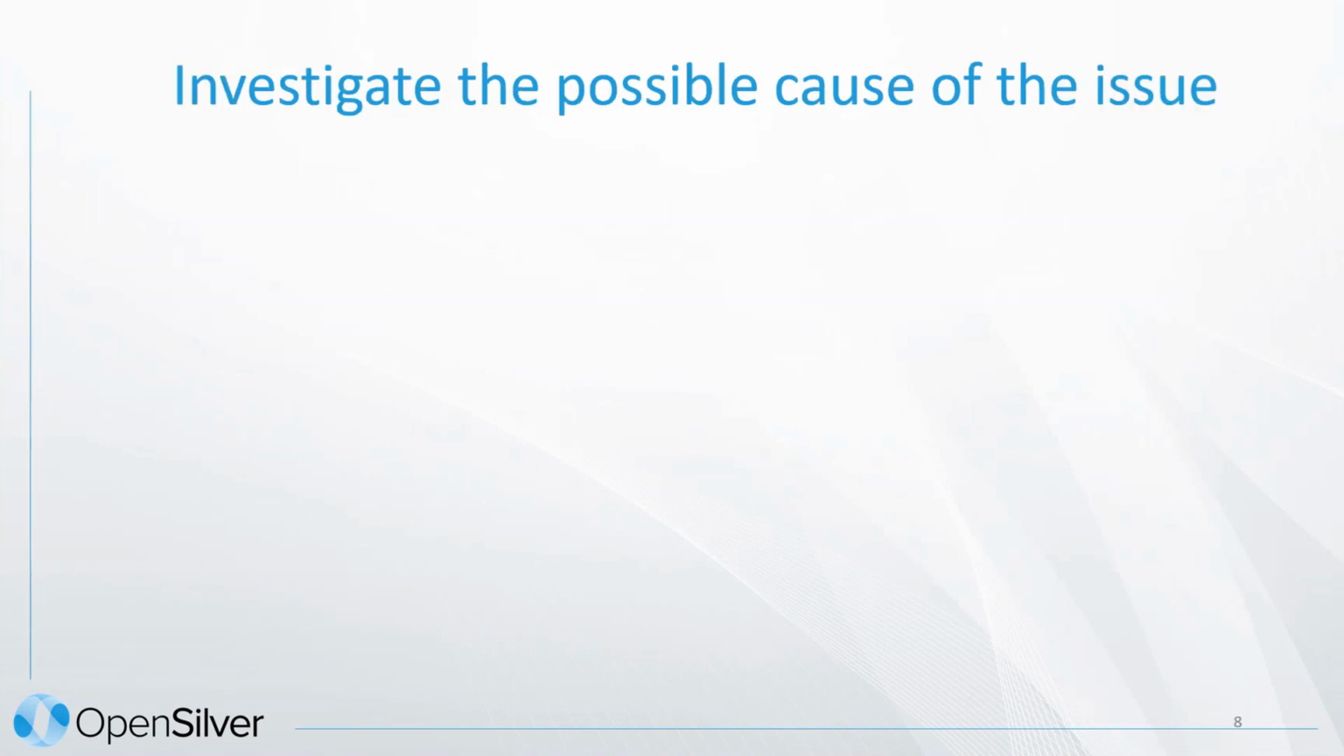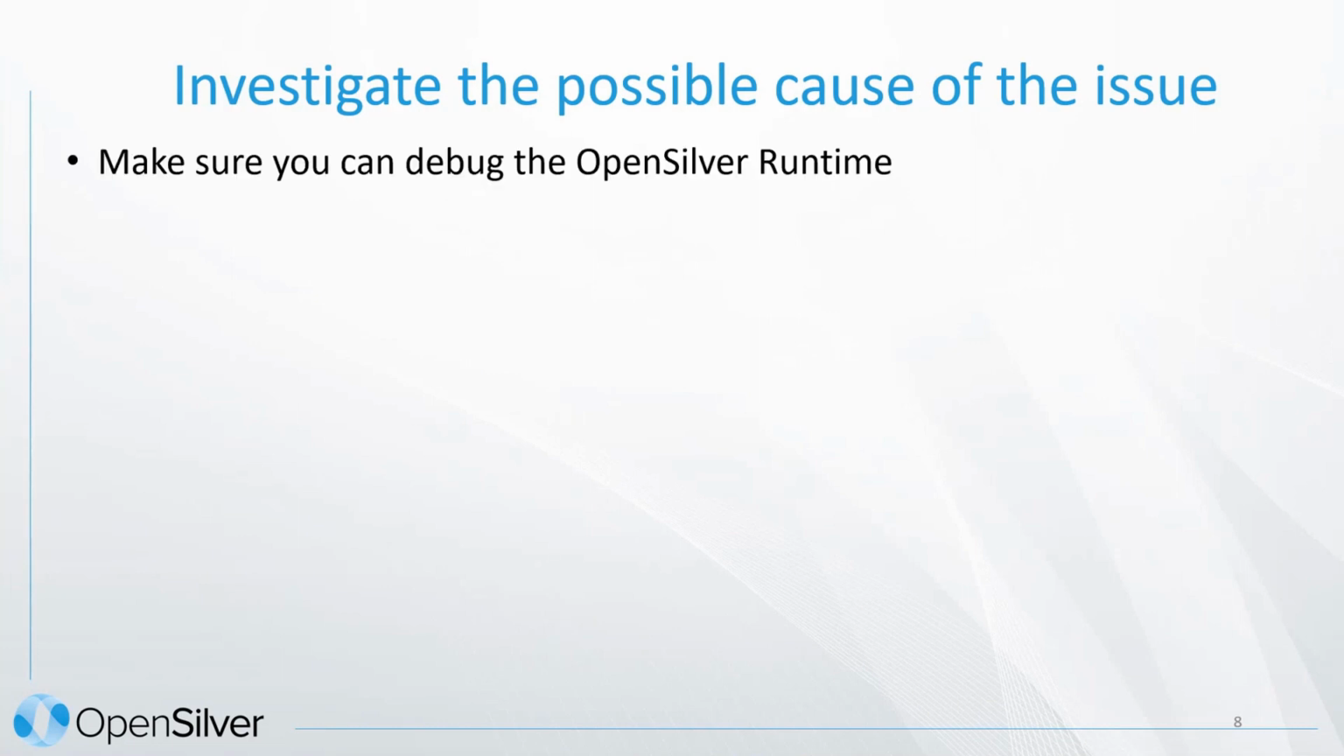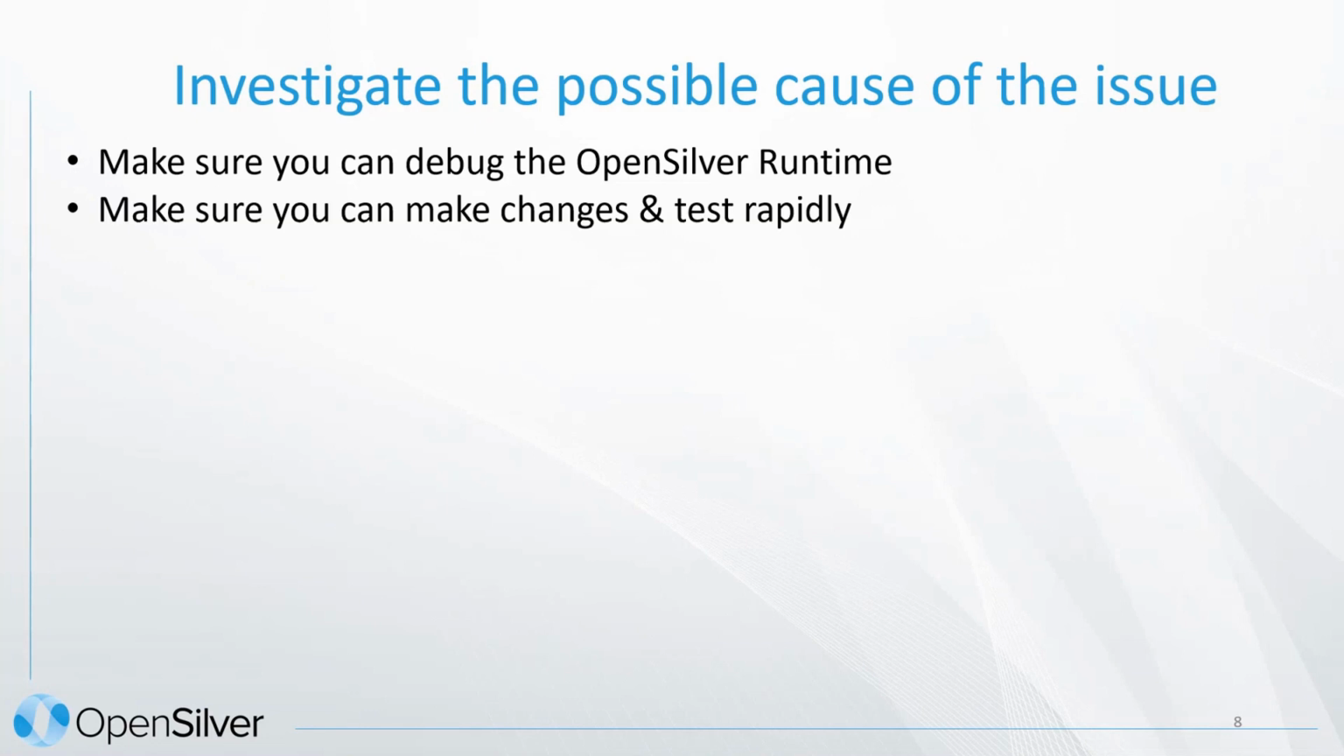All right, so moving forward, let's discuss how to investigate the possible cause of the issue. Multiple steps here. First, make sure you can debug the OpenSilver runtime. If you're unable to have the breakpoints work in the OpenSilver runtime, it's not worth it to continue. Then make sure you have a workflow that allows you to make changes rapidly to the OpenSilver runtime and test them rapidly. If every time you need to build a package, for example, that's not going to be productive or effective. Basically, you could reference the runtime directly from the solution where you have reproduced the issue.